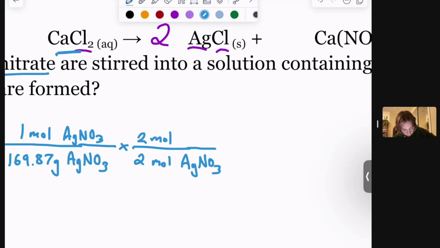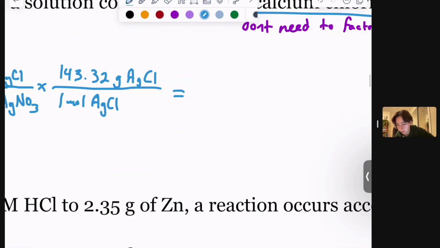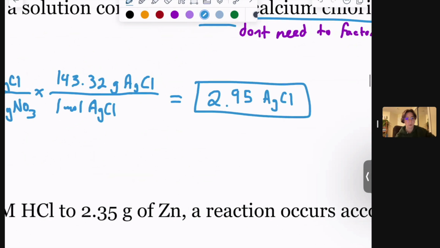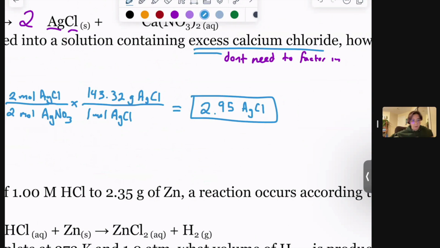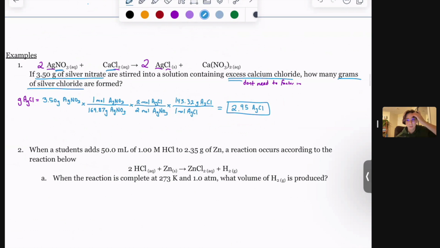So now I have moles of silver chloride, and the question asks for grams of silver chloride, so moles to grams, molar mass, and plug that in your calculator. Make sure you actually get this number. I would get that. Okay, so that would be a straightforward question they could ask you. Translating from one substance to another, that is called stoichiometry.